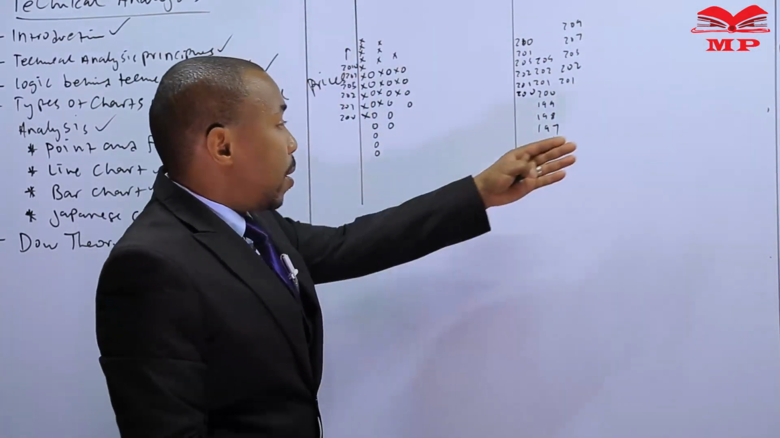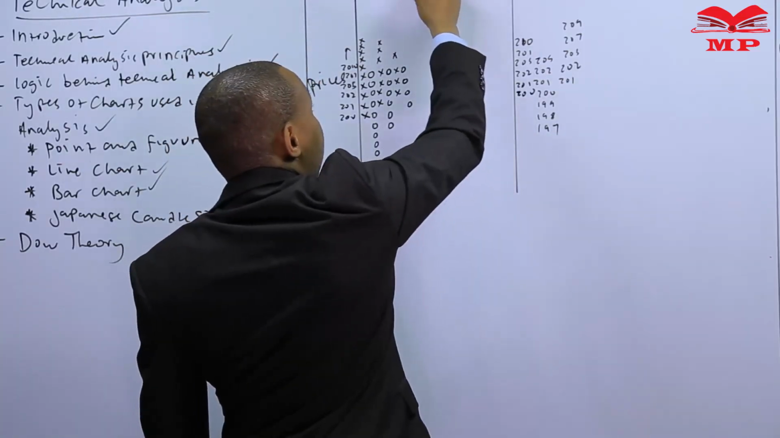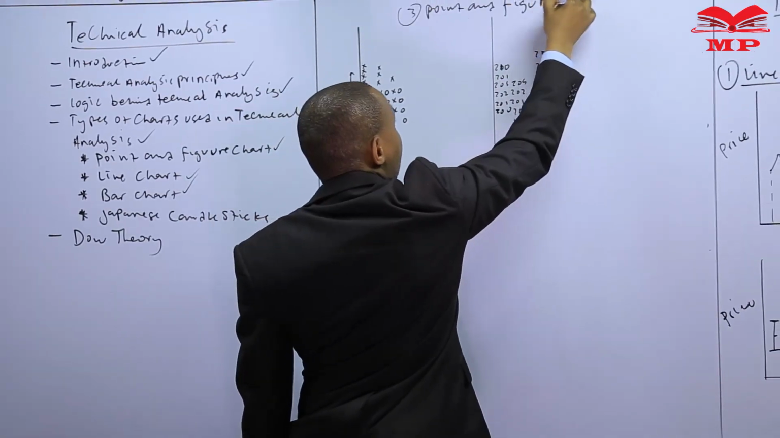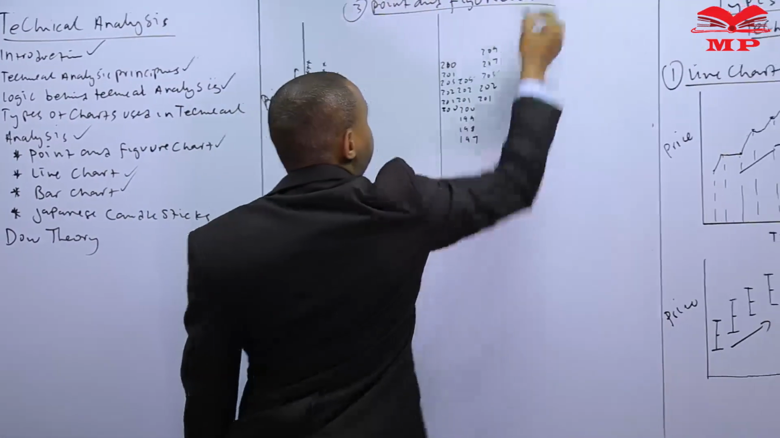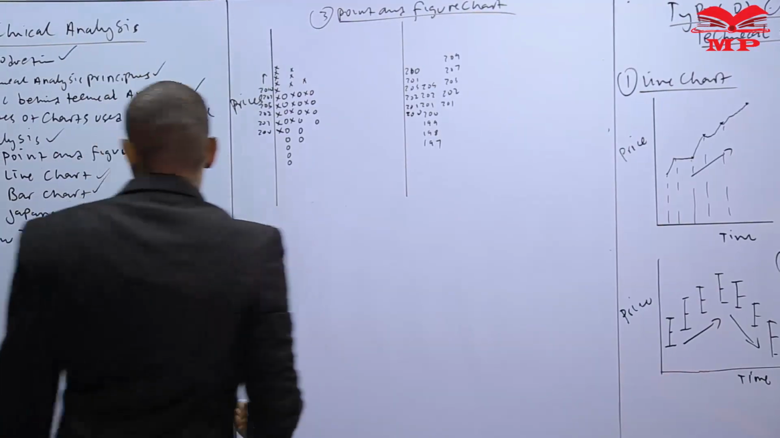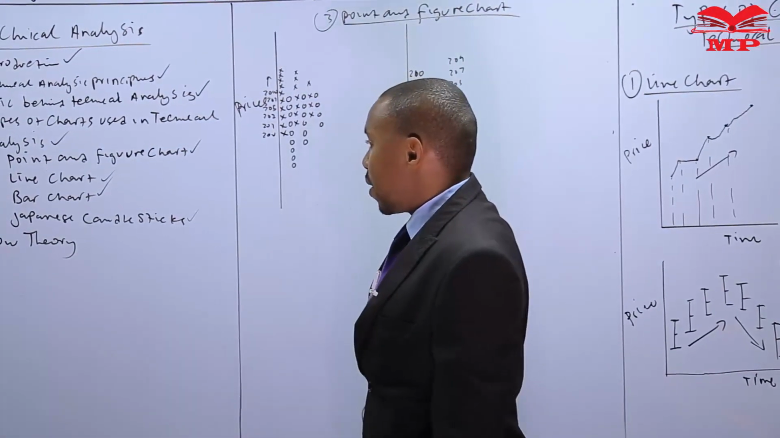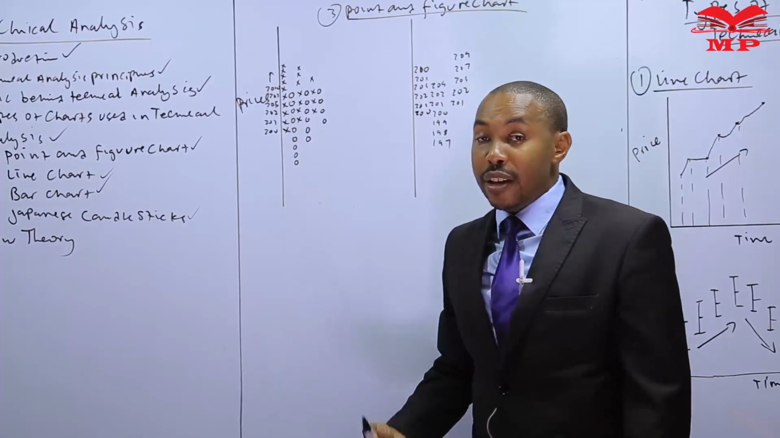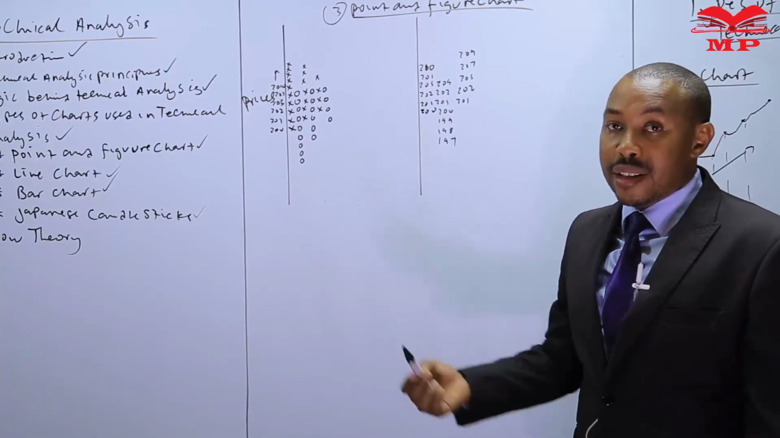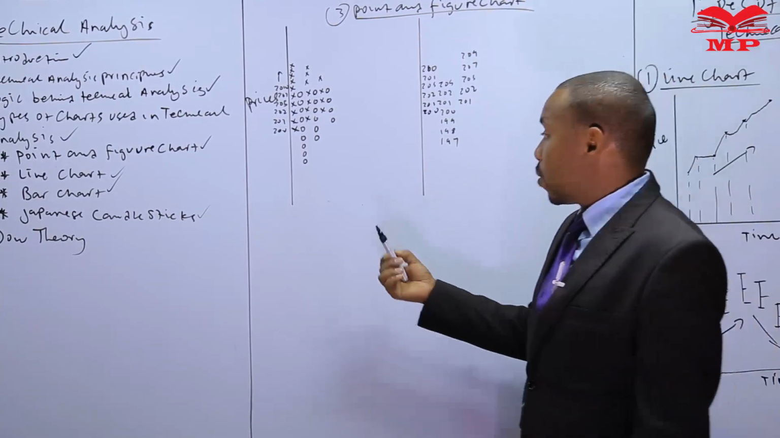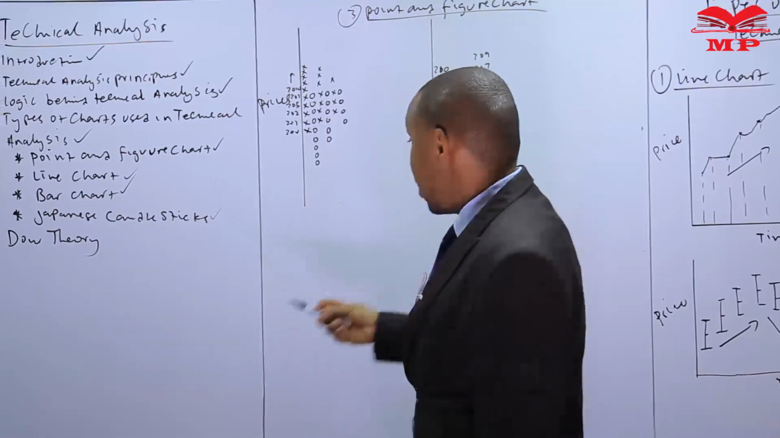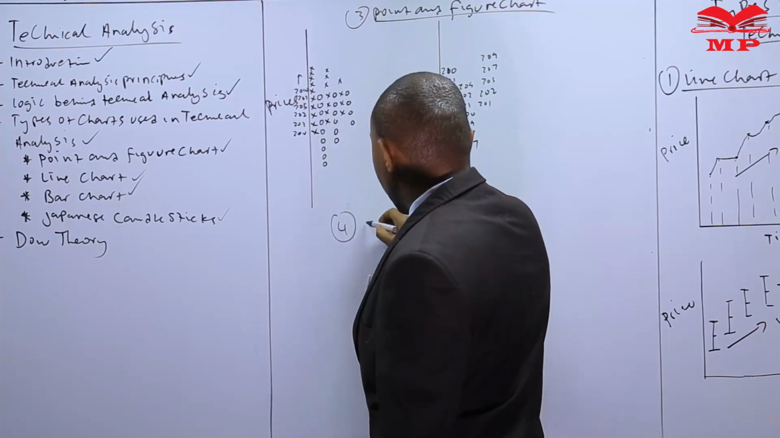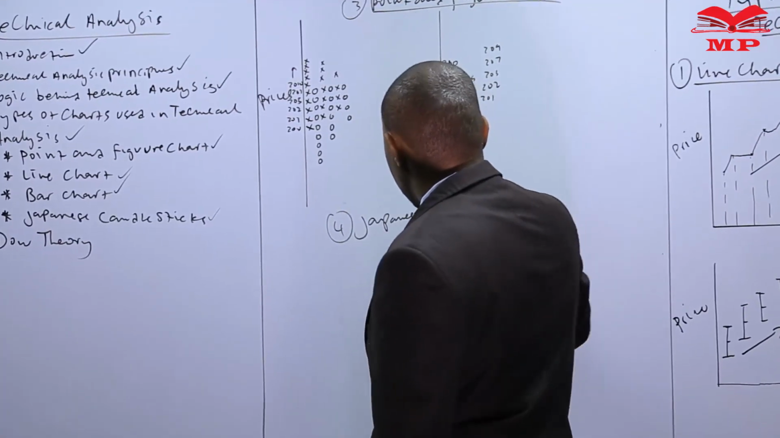Now, having looked at these three, we can say this is the third one over here, point and figure chart. Then finally, we can look at the Japanese candlesticks. Why these are important is because technical analysts believe in the use of graphs and charts to try and identify price trends that can assist them in making decisions as to which securities or assets to purchase. Number 4, we're talking about Japanese candlesticks.